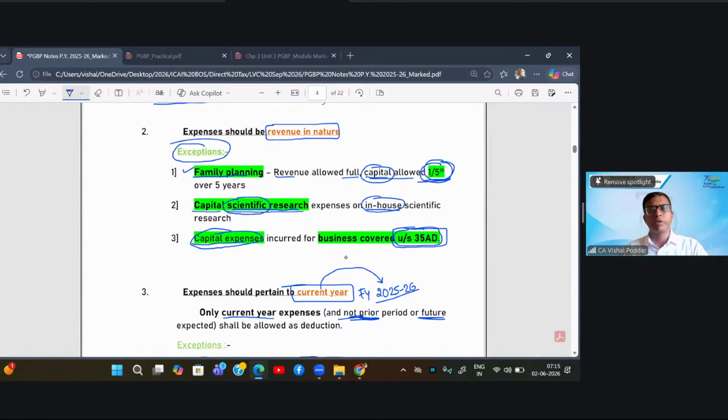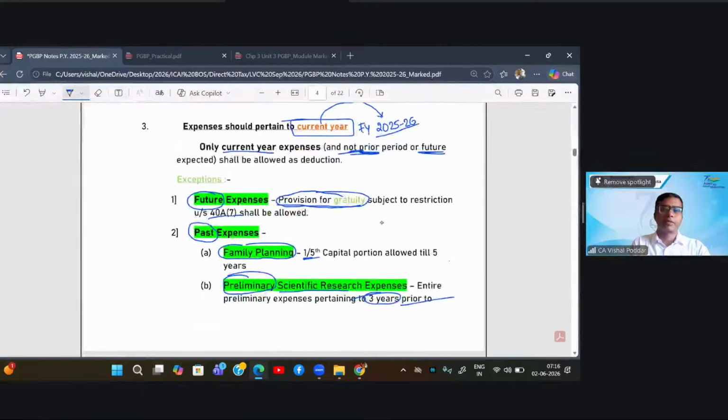So there is a list given. Whoever is keen and slightly curious as to what businesses are covered in the module, you can go to the page where section 35 AD is covered and read the list. So if you are engaged in any of the businesses whose list is given under section 35 AD, for those businesses, you are allowed capital expenses.